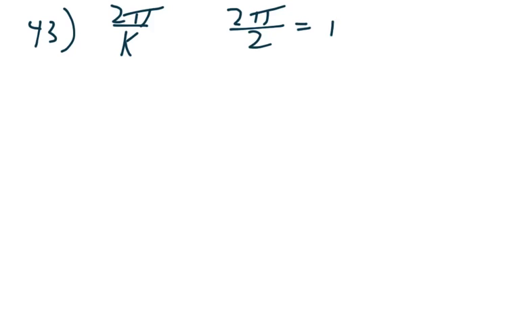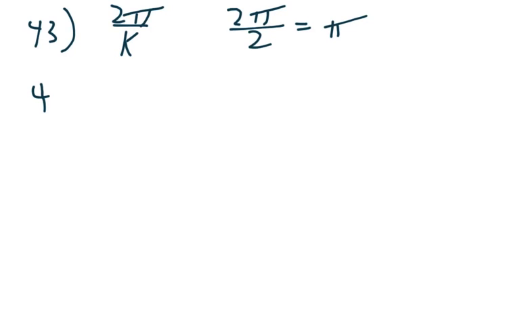For problem number 43, they ask for what the period is, and for the period of any sine function it's 2 pi over k, which in this case is 2 pi over 2, which is pi.